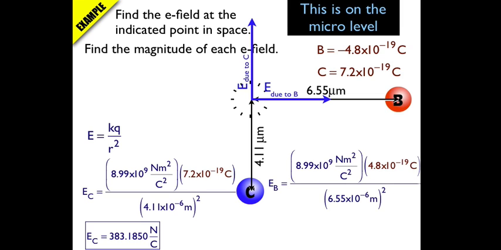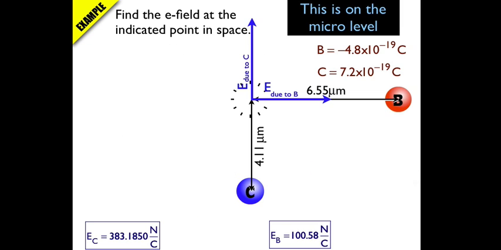And I'll do the same thing for the B charge, and this time for Q I'll put B's Q in there, in other words B's charge. And I get the value of 100.58 newtons per coulomb. So now I know how long those two vectors are, those two components of the E field. The next step is to draw my final E field triangle.